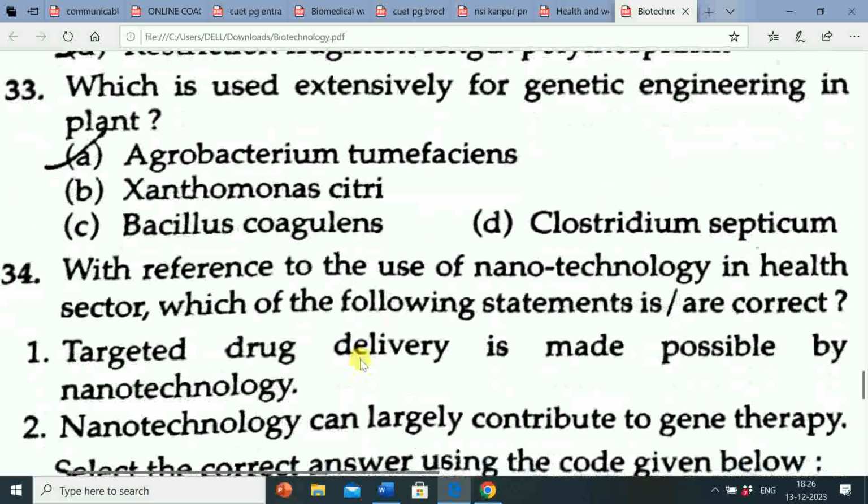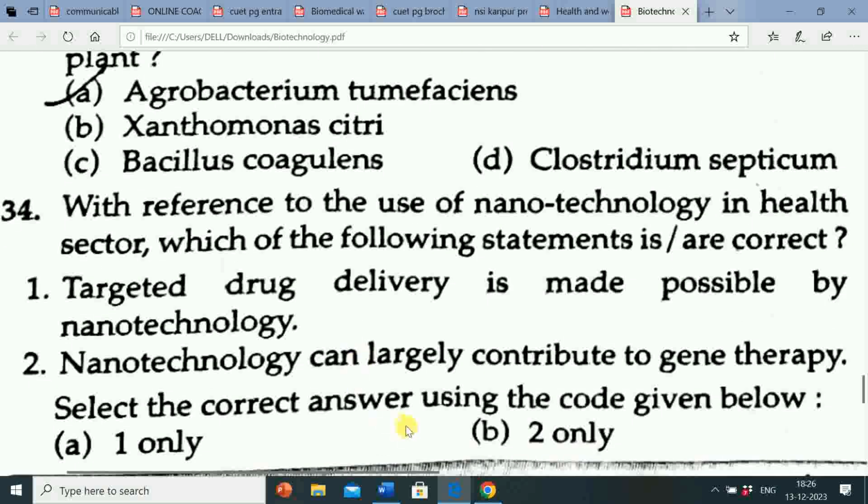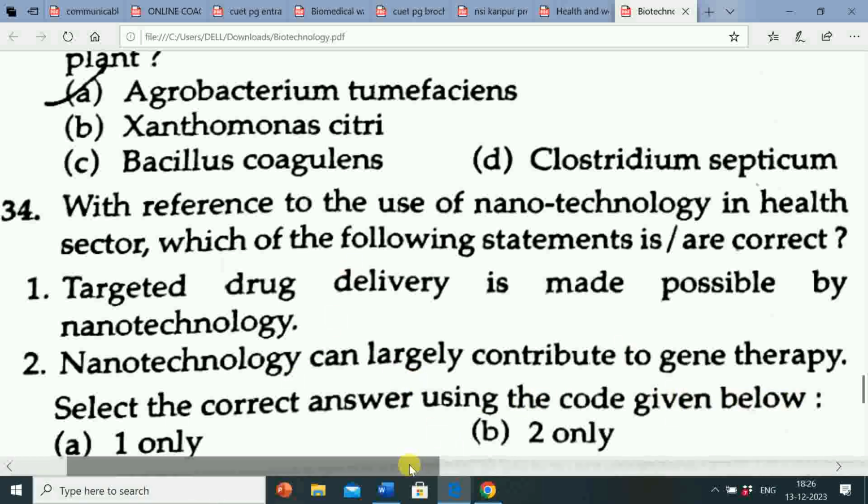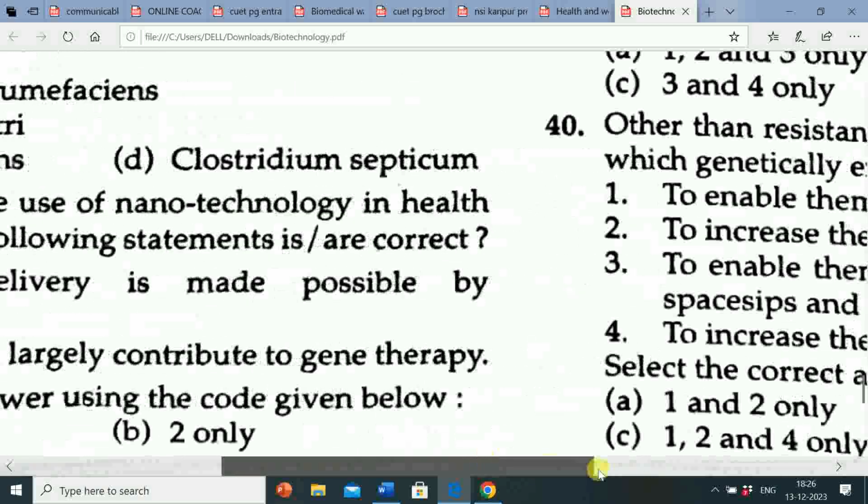So the question is, with reference to the use of nanotechnology in health sector, which of the following statements is or are correct? Both the statements, that is, targeted drug delivery is made possible by nanotechnology, and nanotechnology can largely contribute to gene therapy, are true regarding the use of nanotechnology in health sector.